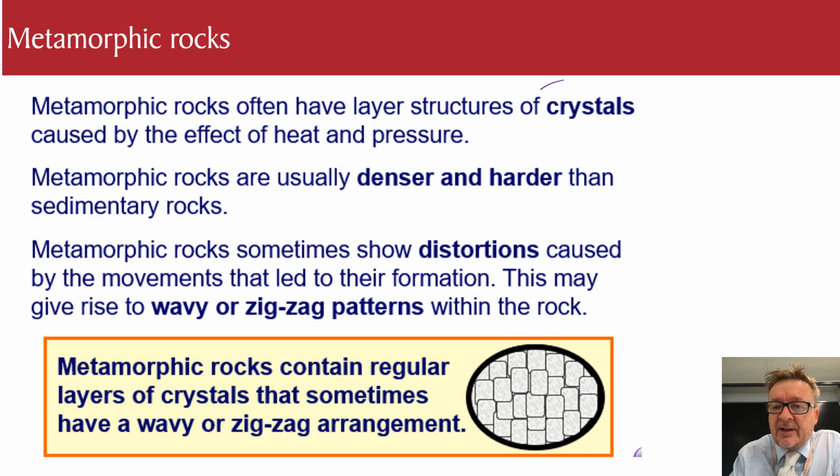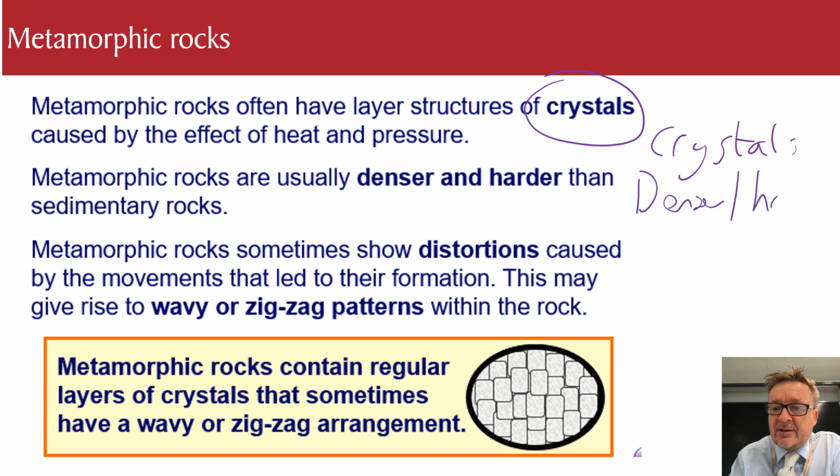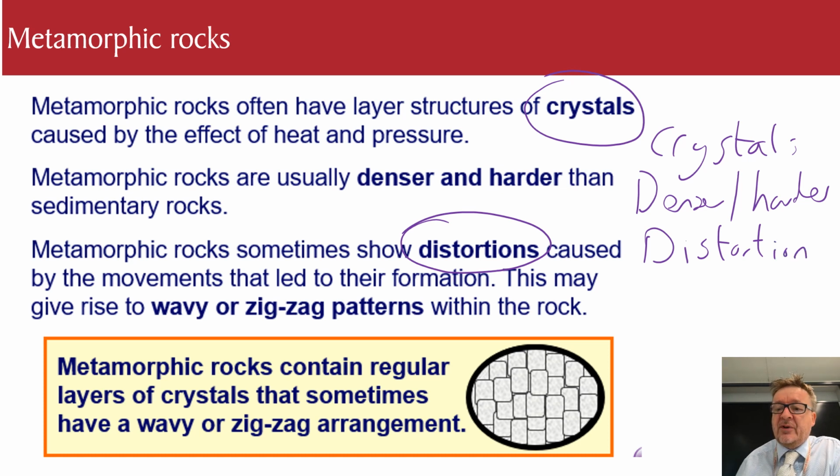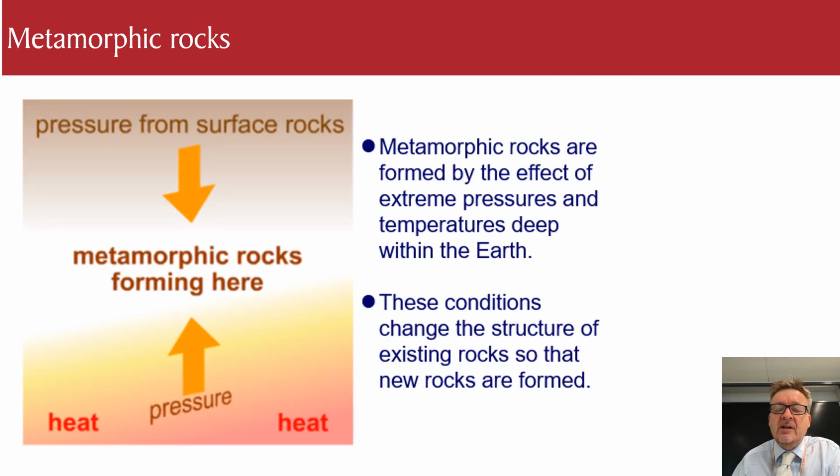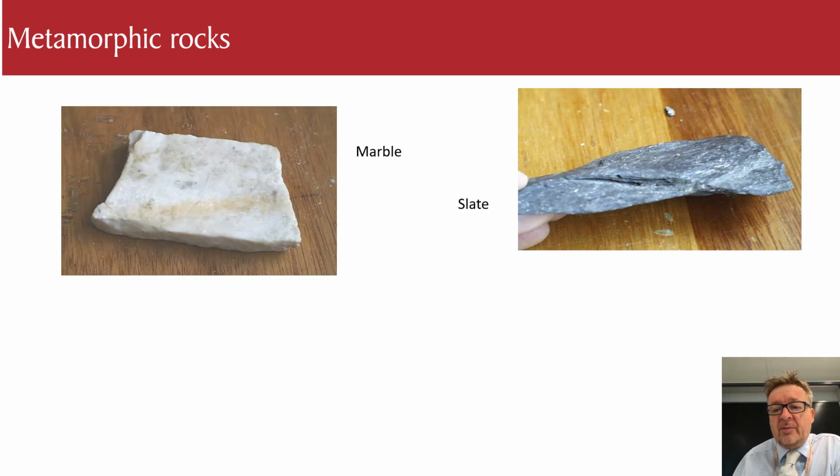Metamorphic rock is made up of crystals. It is denser and harder than sedimentary rock, but it also shows distortions, which means it's been under pressure and has been moved around a little bit. Metamorphic rock is made by extreme pressures and extreme temperatures underneath the surface. Examples: marble and slate.